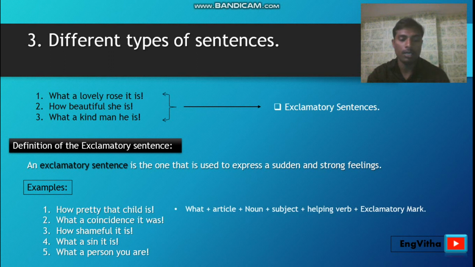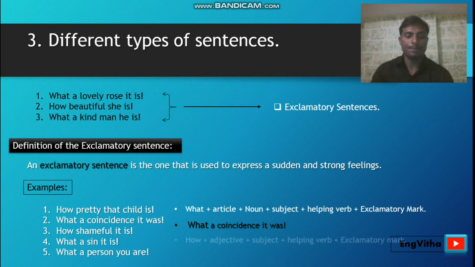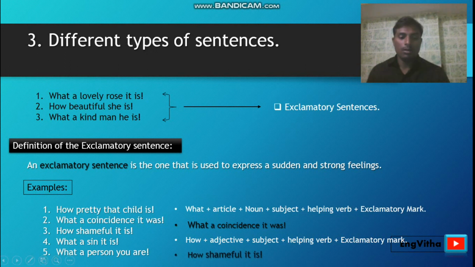These sentences are actually formed in a pattern. If you start exclamatory sentences with what, the formation is like this: what plus article plus noun plus subject plus helping verb plus exclamation mark. As in the below: What a coincidence it was. And if you start an exclamatory sentence with the word how, the formation follows this pattern: how plus adjective plus subject plus helping verb plus exclamation mark. So the sentence is like this: How shameful it is. So let us look at the remaining category.